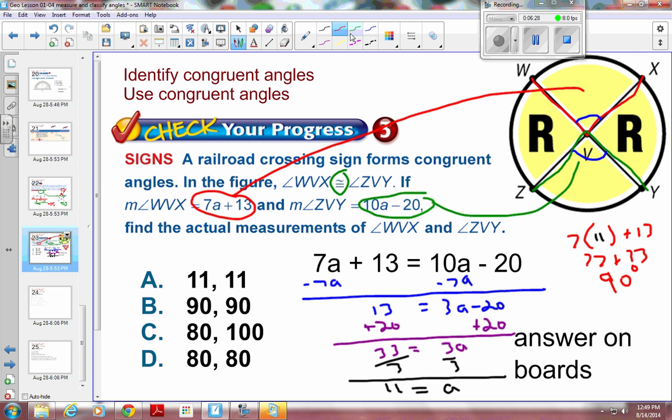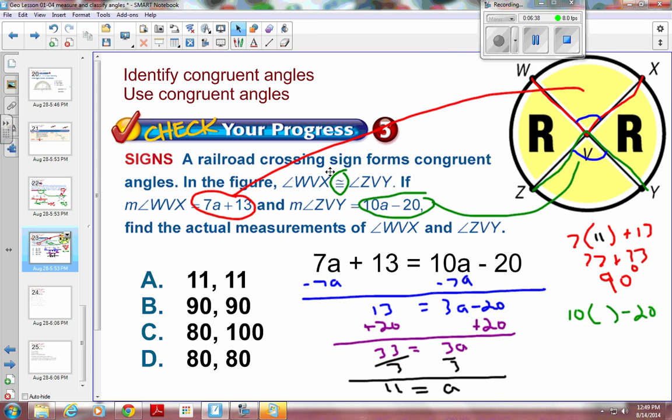And double check it in the other one. So that would be 10 times a minus 20. And a was actually 11. So put that in there. So that would be 110 minus 20, and 11 minus 2 is 9, so that would be 90 degrees also. So we get 90 degrees, and so the answer should be B, 90, 90.